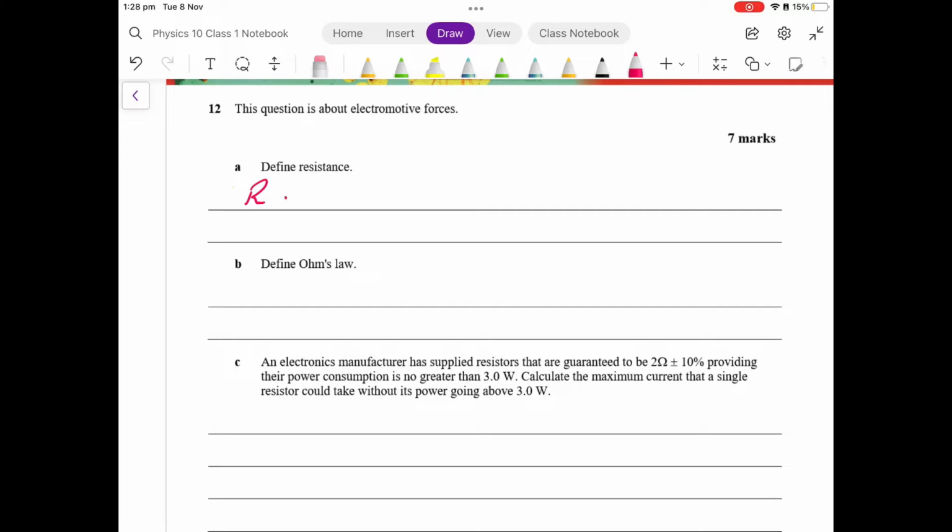Okay, so this is a question about resistance, electromotive forces, powers. So part of this is to find the resistance. Resistance is, in general terms, how much an object impedes a flow of electrons through it, but from a more practical point of view, it's the ratio of voltage applied to a circuit element to the current that flows through it. R equals V divided by I.